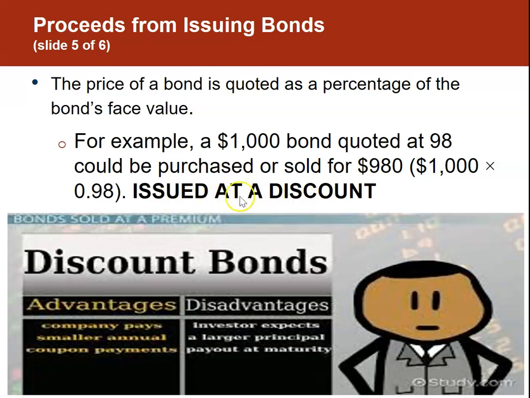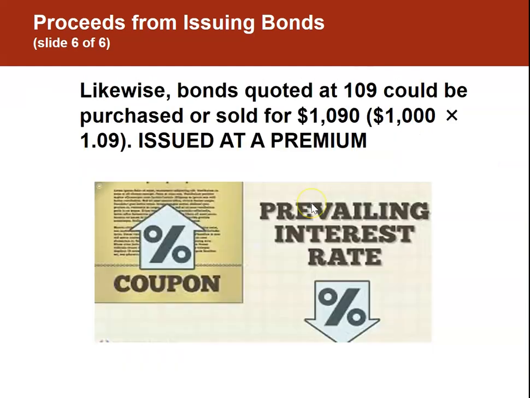So this is a situation where the market rate of interest exceeds the contract rate. Not by much, but we have to sell our bond for a little bit less to make up for the fact that the investor is not getting quite as much interest. Here we have a situation that says, likewise, bonds quoted at 109 could be purchased or sold for $1,090. $1,000 times 1.09 or 109%.